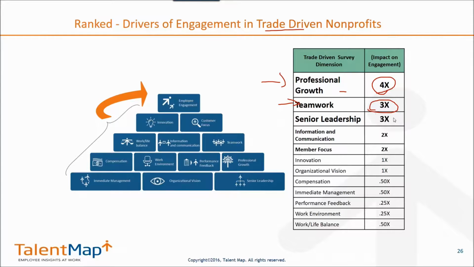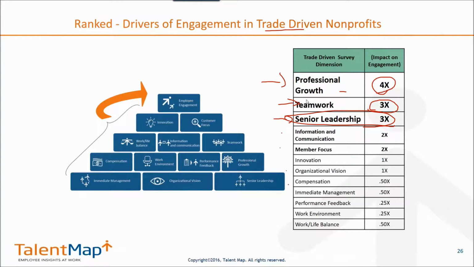It's three times the impact on engagement versus things like compensation or vision. And number three is senior leadership, in terms of who they're working with and how they're led. I think part of the reason is, particularly in Canada, a lot of these trade associations are smaller organizations, so senior leadership have a big impact on small organizations, followed by information and member focus. So I'm maybe not surprised by those.